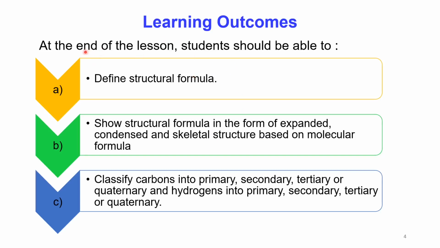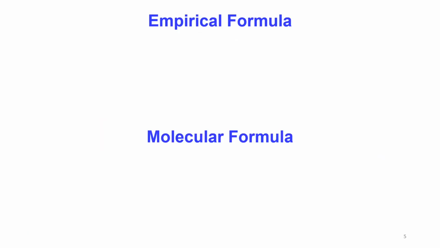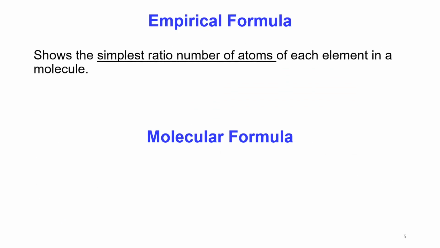So this is the learning outcome for this subtopic. At the end of the lesson, students should be able to define structural formula, show the structural formula in the form of expanded, condensed, and skeletal structure based on molecular formula. And the last one is to classify carbons into primary, secondary, tertiary, or quaternary, and hydrogens into primary, secondary, tertiary, or quaternary.